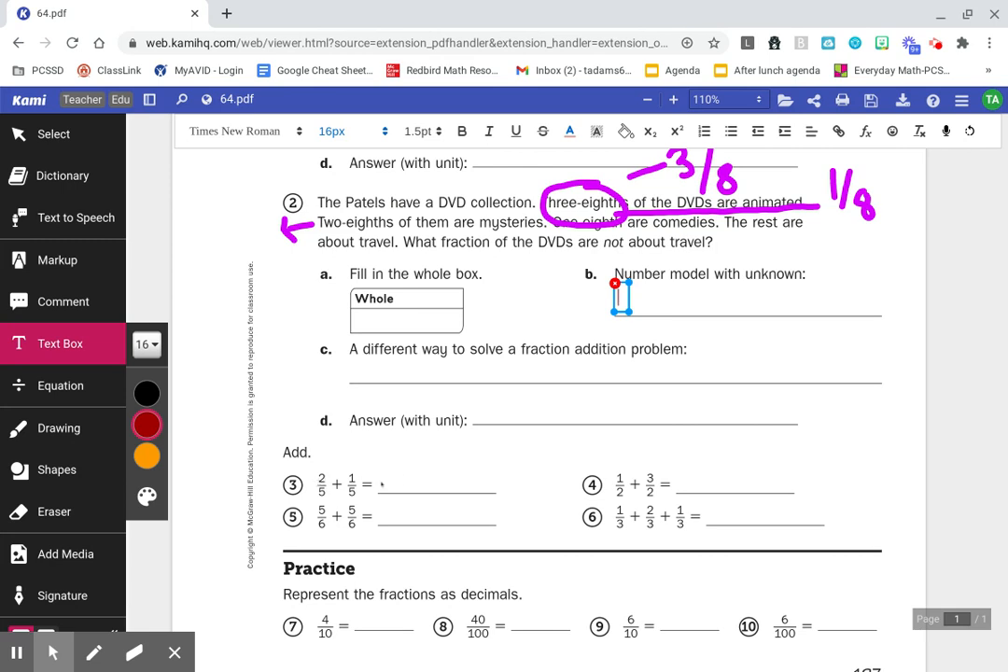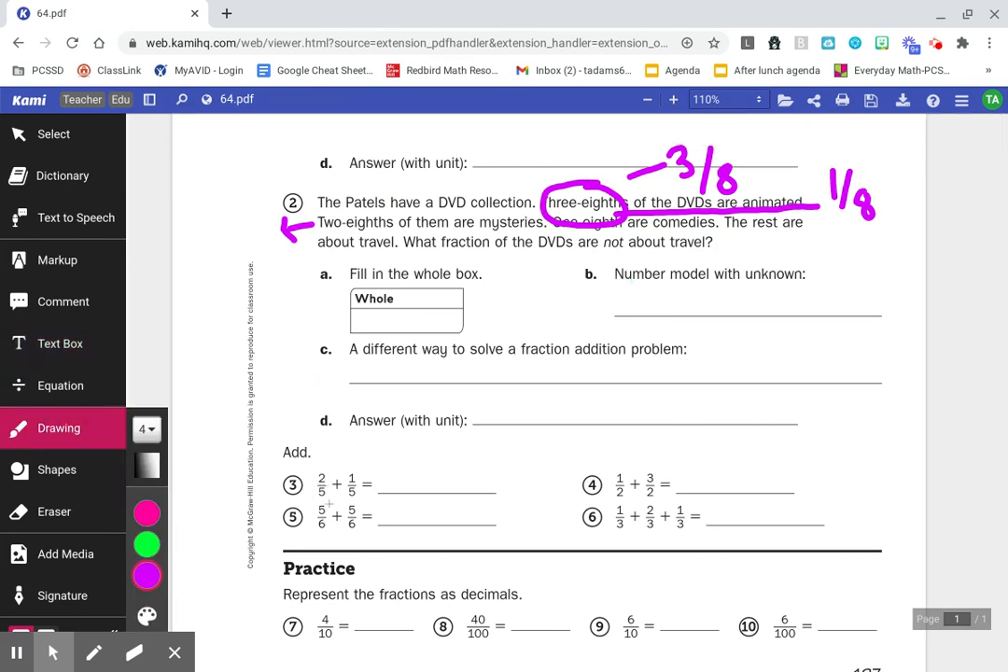Let's do number 3 together. 2/5 plus 1/5 equals, well, what's 2 plus 1? 3. And my denominator will stay the same, which is 5.